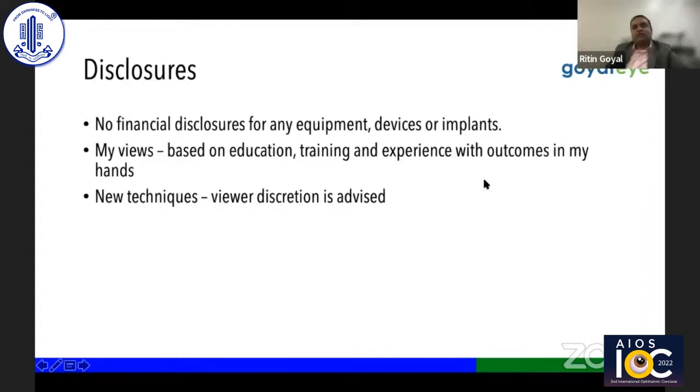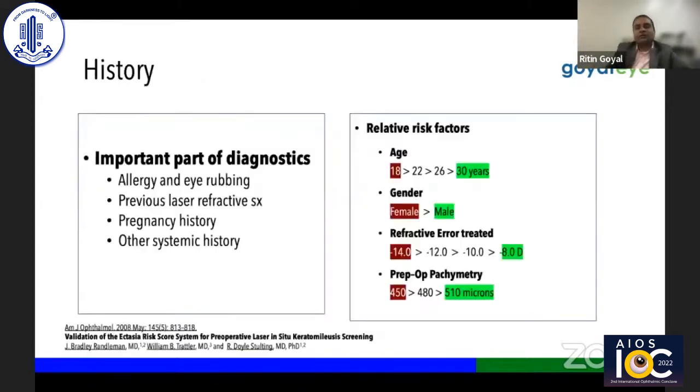I have no financial disclosures to make, and the views in this presentation are based on my education, my training, my experience with my patients, and these are outcomes that I've got in my hands. Some of these are new techniques, so I advise a little bit of discretion.